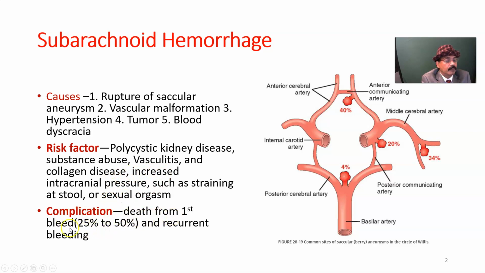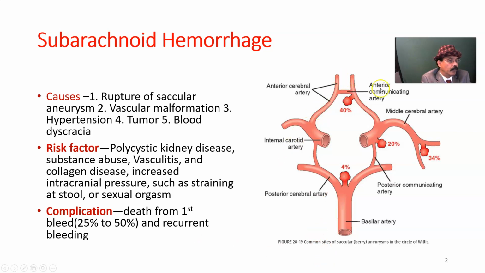Complication: death from first hemorrhage around 25 to 50%. A lot of people die on their way to the hospital. Around 25 or 30% of people may survive subarachnoid hemorrhage but with neurological deficits. Another percentage of people, around 20%, may be without any neurological deficit, but always there is a chance of recurrent bleeding, and each recurrent bleeding subarachnoid hemorrhage is more severe.